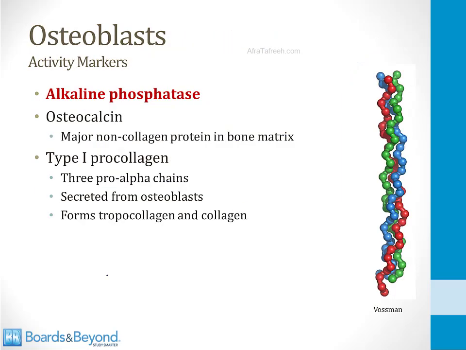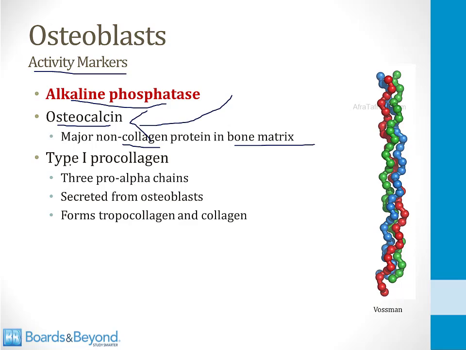In the basic science laboratory, when researchers are studying osteoblasts, there are a number of commonly used activity markers that are studied. These are substances whose levels rise when osteoblasts are more active. These are also sometimes used clinically to make the diagnosis of a disorder in which osteoblasts are overactive. The first activity marker is alkaline phosphatase, which I'll talk about in the next slide. The second one is osteocalcin. This is the major non-collagen protein found in bone matrix. Most of the bone matrix is collagen, but the major non-collagen protein is osteocalcin, so when its levels go up, that means osteoblasts are working harder.